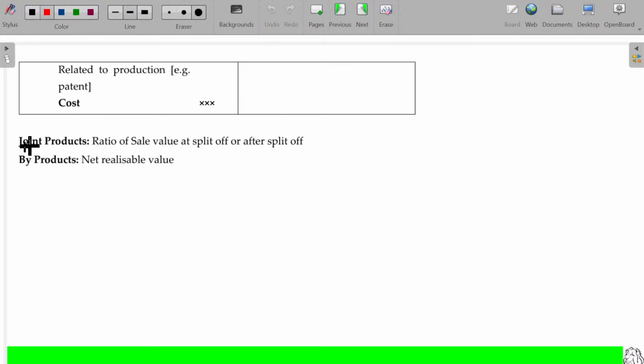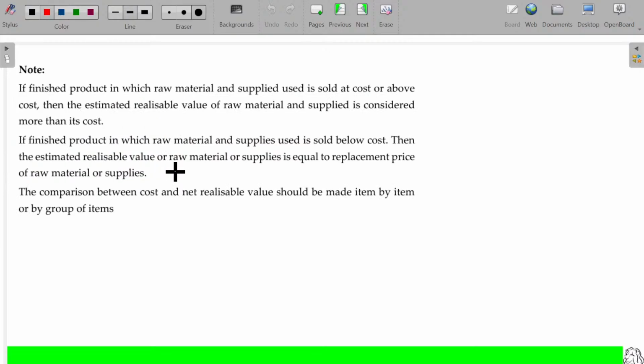Joint product and byproduct we have already studied. In case of byproduct, we have to take only the NRV, and this value will be subtracted from the joint costs. For joint products, a ratio of sales value at split-off point or after split-off point will be the base for segregation. It's not units. Only the sales value at split-off or after split-off can be taken.